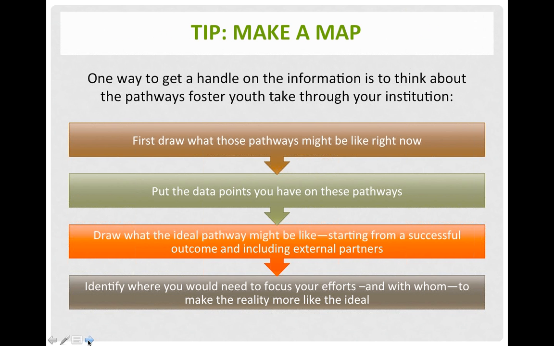Then having done that, you're going to turn around and you're going to make a second map. And this one's going to be the ideal pathway. Like in your best case scenario, how would a student go from being in high school to having a living wage job? And the way you do that is you go backwards. You start from the successful outcome and you say, okay, what would have to be in place for the student to get to this point?